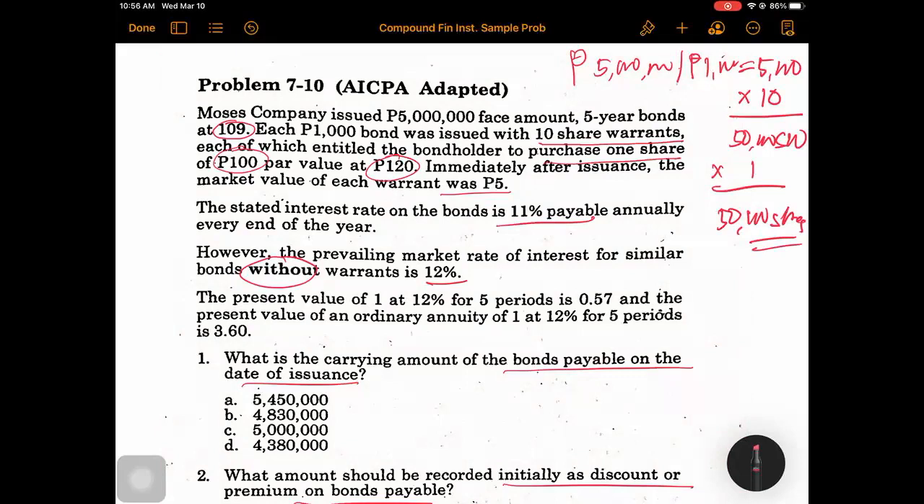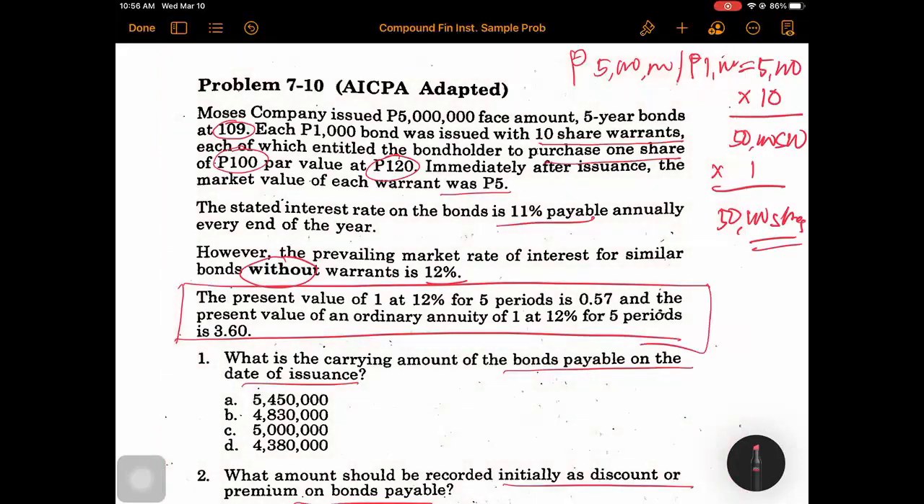Okay. So, based on the given, you have nominal rate of 11%, you have 12% effective rate, tapos given na ang atong mga present values of 1 and ordinary annuity. But normally, sa akong mga problem, di ko ni ihatag, because I want you to compute the PV of 1 and PV of ordinary annuity of 1. Okay, so let's proceed.